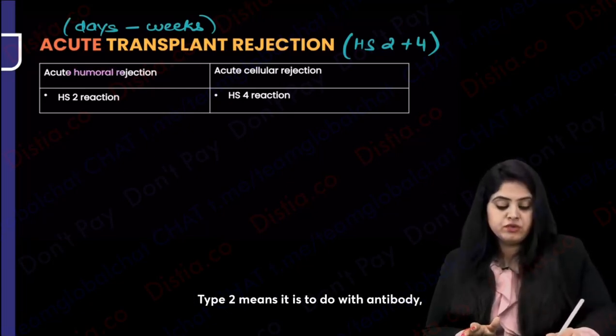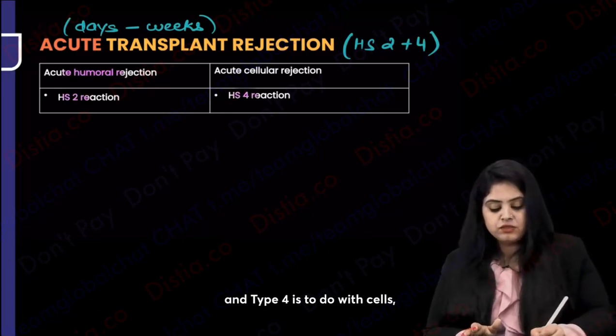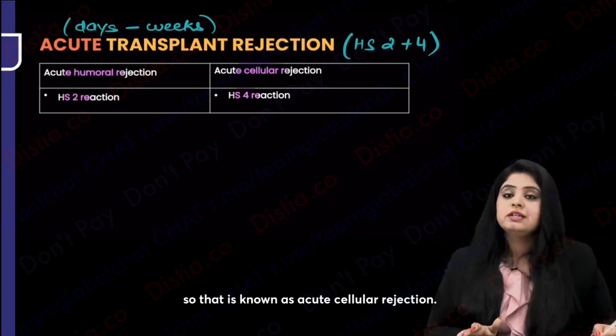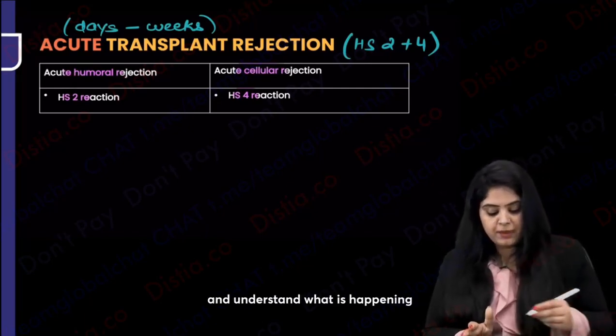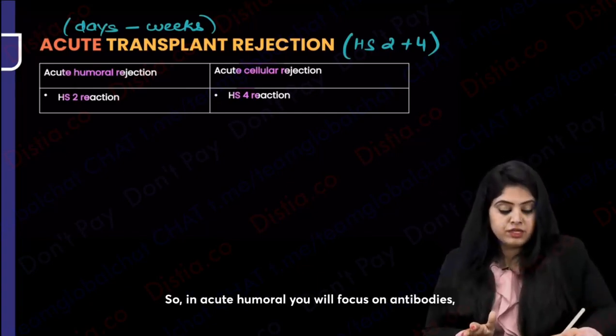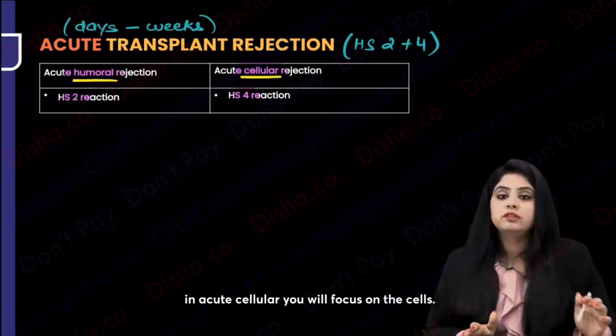Type 2 means it is to do with antibodies, so it is acute humoral rejection, and type 4 is to do with cells, so that is known as acute cellular rejection. Now I need to go into the details of these and understand what is happening in both situations. So in acute humoral, you will focus on antibodies. In acute cellular, you will focus on the cells.